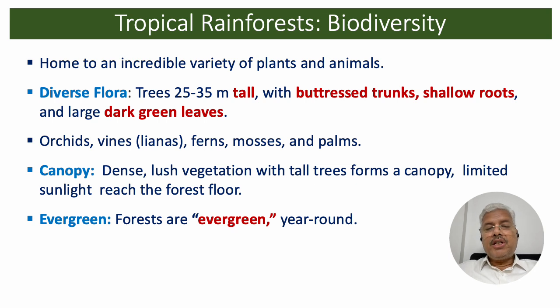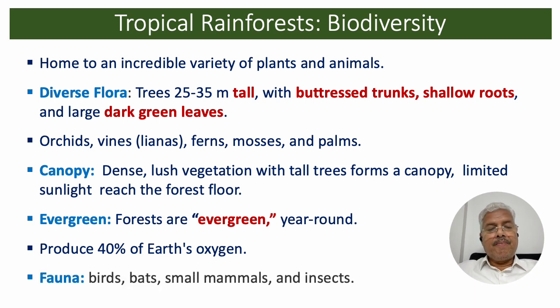Dense, lush vegetation with tall trees forming a canopy, allowing limited sunlight to reach the forest floor. These forests are evergreen year-round and produce 40% of the Earth's oxygen. The fauna include numerous birds, bats, small mammals, insects, etc.